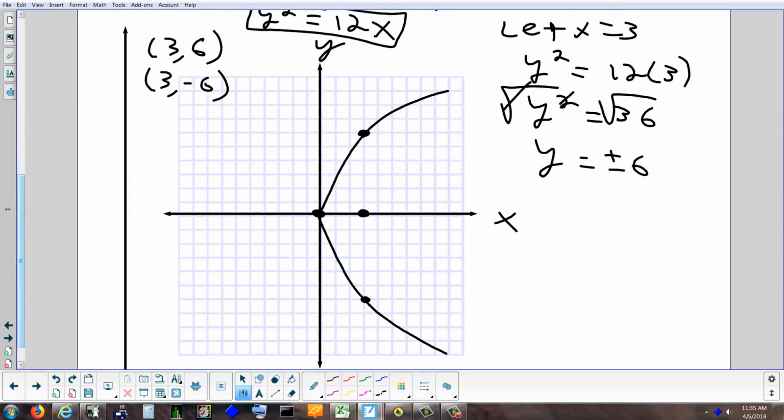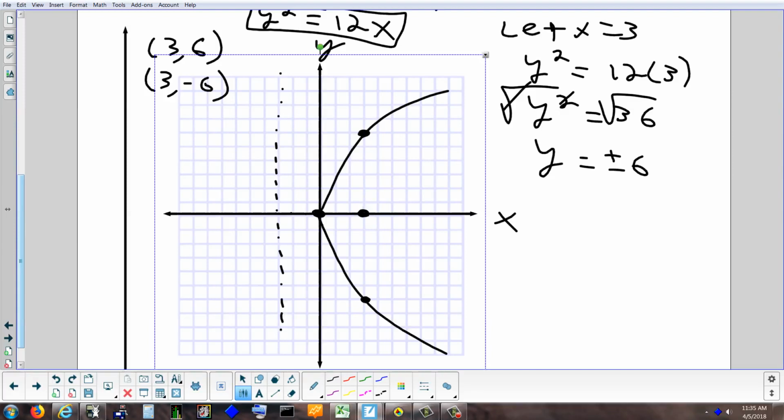Opening like that. Okay. So the focus is 1, 2, 3 units away from the vertex. If the focus is 3 units from the vertex, how far is the directrix? It's also 3. 1, 2, 3. There's your directrix right there. It's that invisible line that it bends away from. And the vertex is always centered between the focus and directrix.